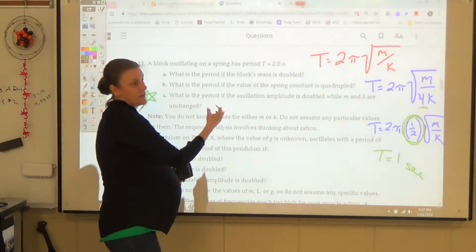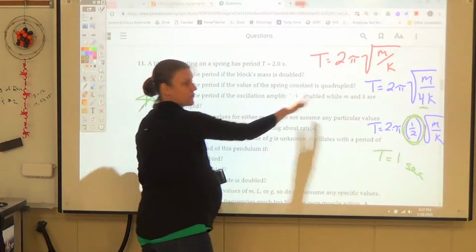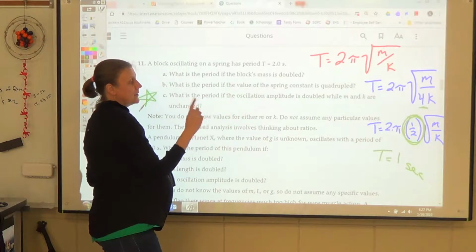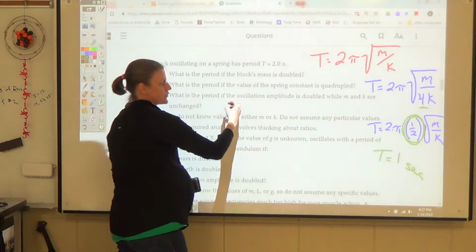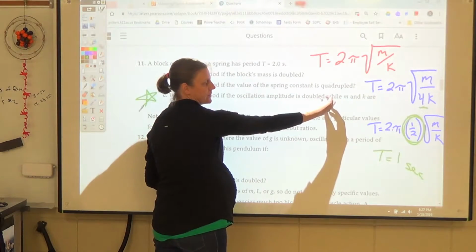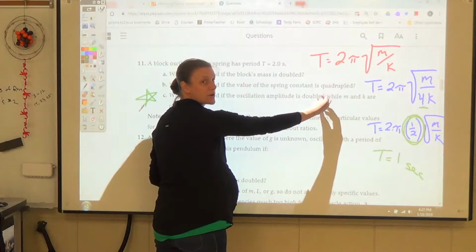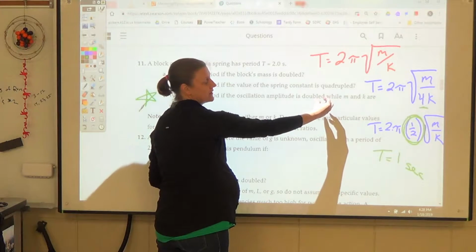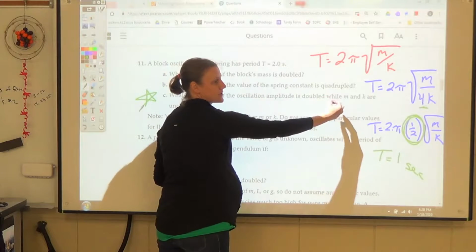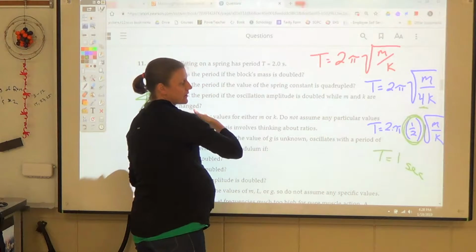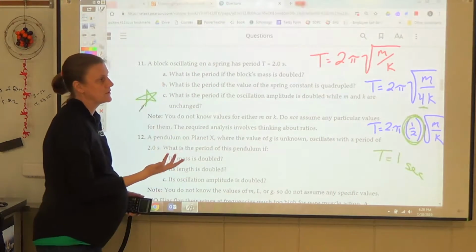And you might think it would take longer. I mean, it's got farther to go now. But while it does have farther to travel, if you stretched it twice as far, the force is twice as great. So you have extra force. It's going to be pulled harder to the left if you pull it twice as far.